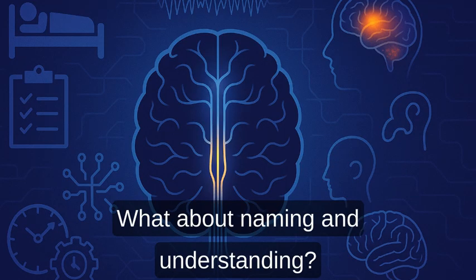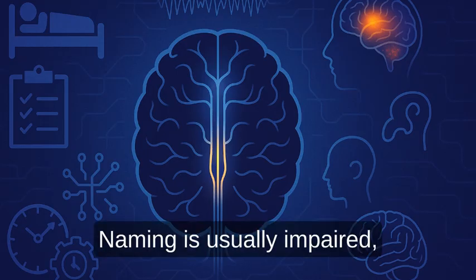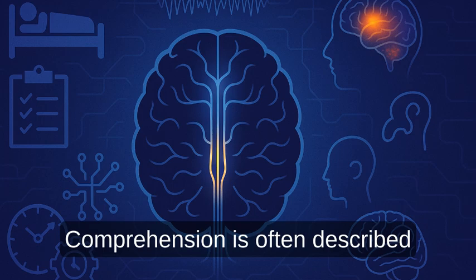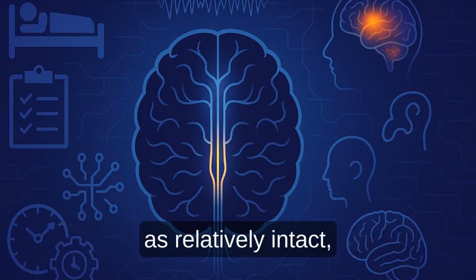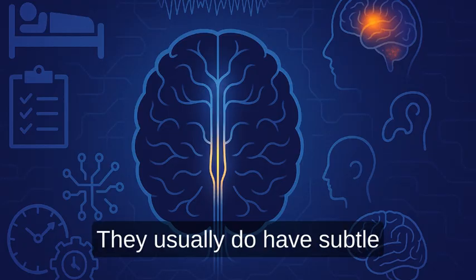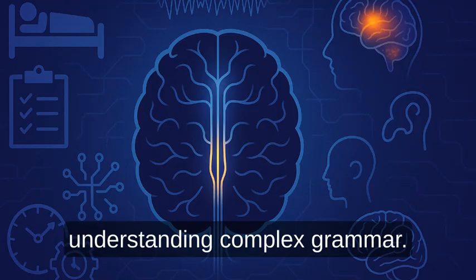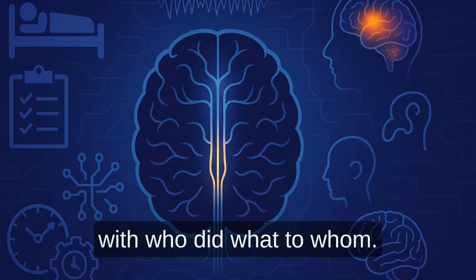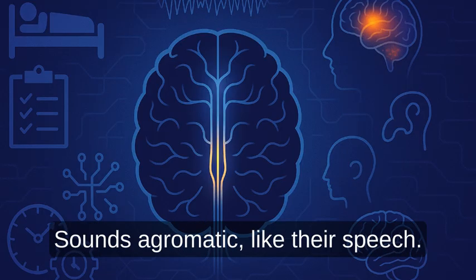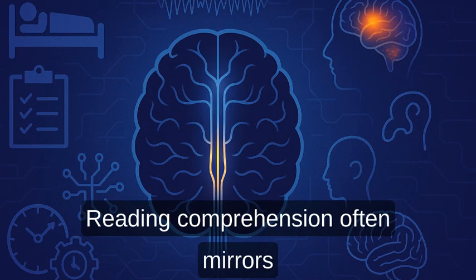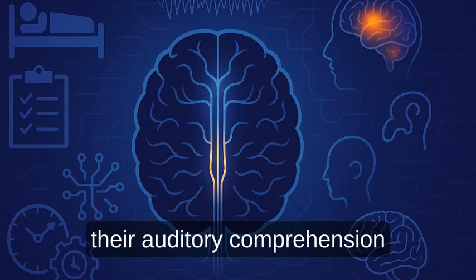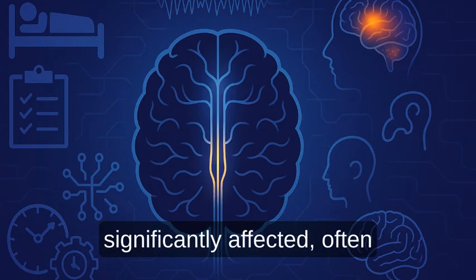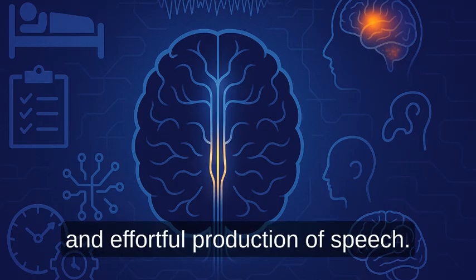What about naming and understanding? Naming is usually impaired, and errors are often phonemic, like spoot for spoon. Comprehension is often described as relatively intact, but that's a bit misleading. They usually do have subtle problems, especially understanding complex grammar. The lion was killed by the tiger. They might struggle with who did what to whom. Okay. Repetition is also impaired, sounds agrammatic like their speech. Reading comprehension often mirrors their auditory comprehension issues, especially with syntax. And writing is almost always significantly affected, often mirroring the agrammatism and effortful production of speech.